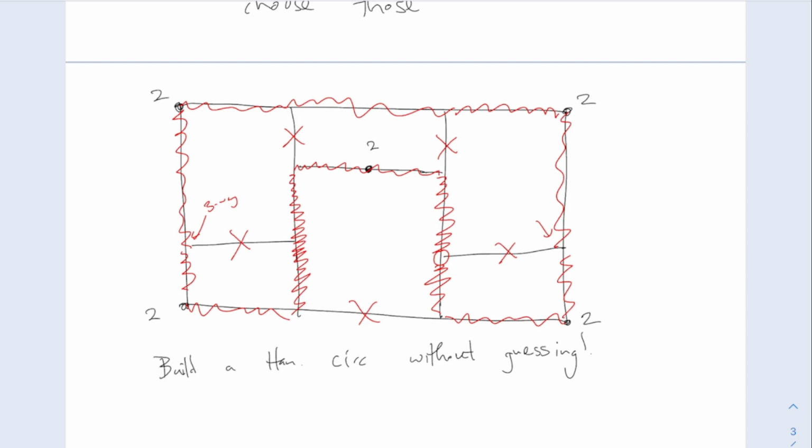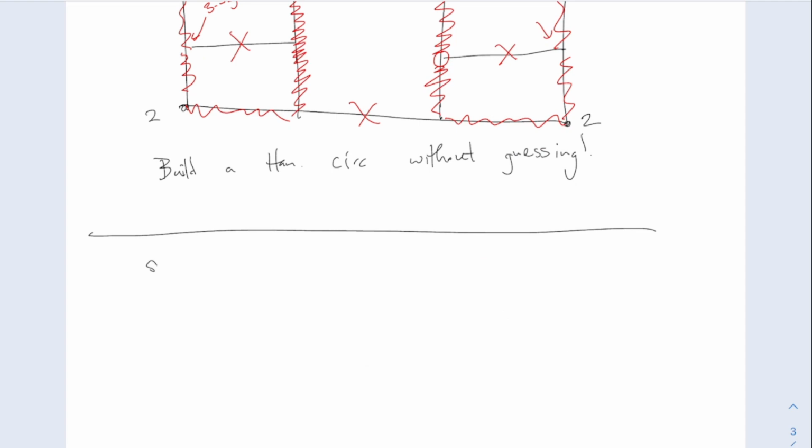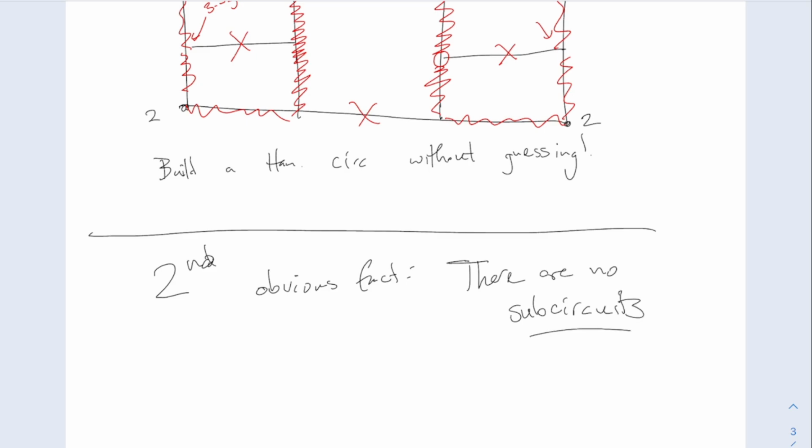Everything that we've been doing here is based on the idea that every vertex touches two of these edges. One more trick, and I will say it in just a few words, is my second obvious fact: there are no subcircuits. What I mean by that is your whole thing is just going to be one big circuit. It's not allowed to have parts inside of it which also close up and make circuits.